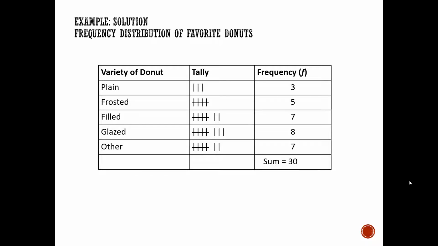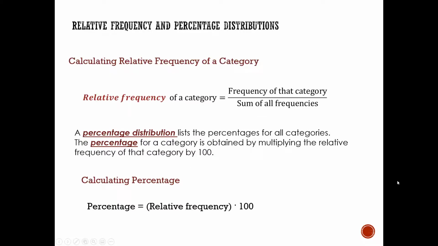Note that that tally column is not usually included in the frequency table. That's just a working column that I gave you to get started creating your very first frequency table. But it's not usually included. All we have is the category name, which in this case is variety of donut, and we have the frequency column to create our frequency table.